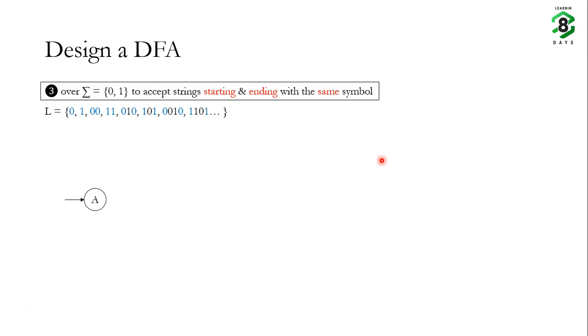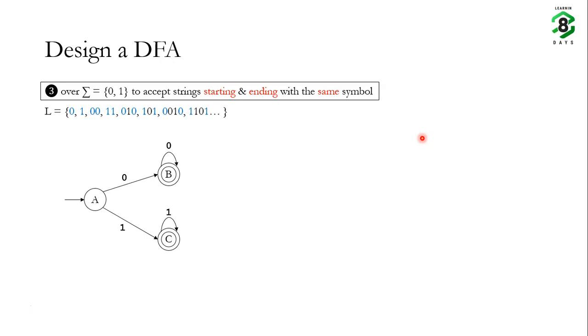So we begin by designing the machine by starting from an initial state A, and then from A, if we get a 0, we reach a final state B, and if we get a 1, we reach a final state C. So there are 2 final states in this machine. Now in state B, if we get a 0, that means the string is starting with 0 and we get more zeros, that means it ends with 0 as well. So we will continue to remain in state B as long as we get 0. Similarly, we will continue to remain in state C as long as we get 1s.